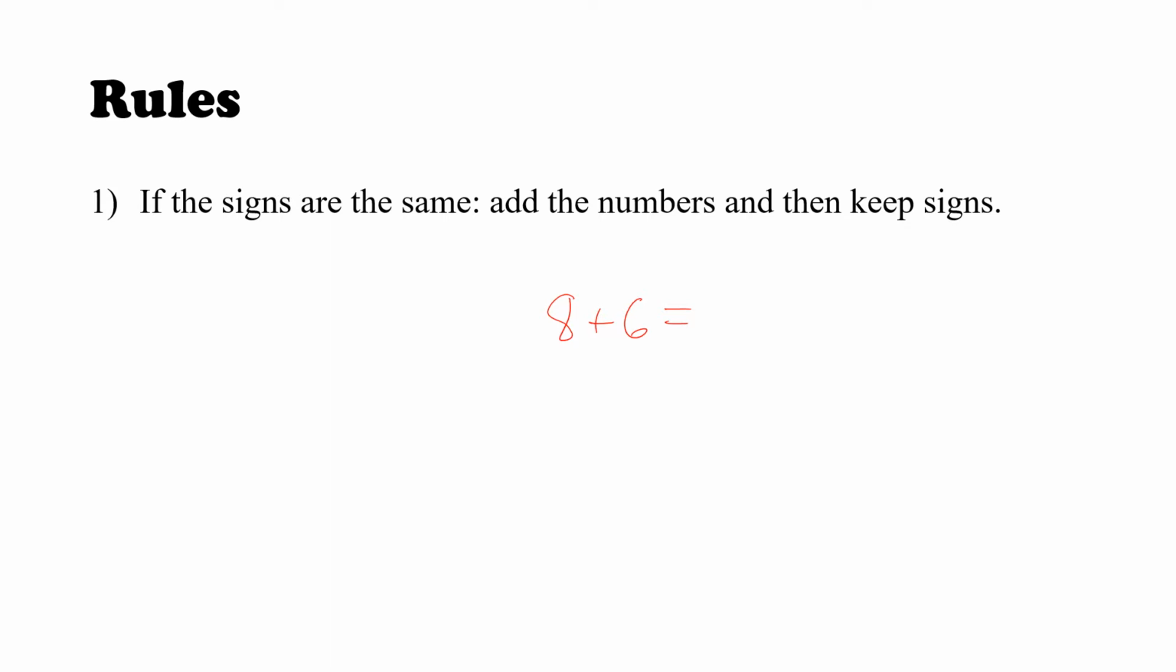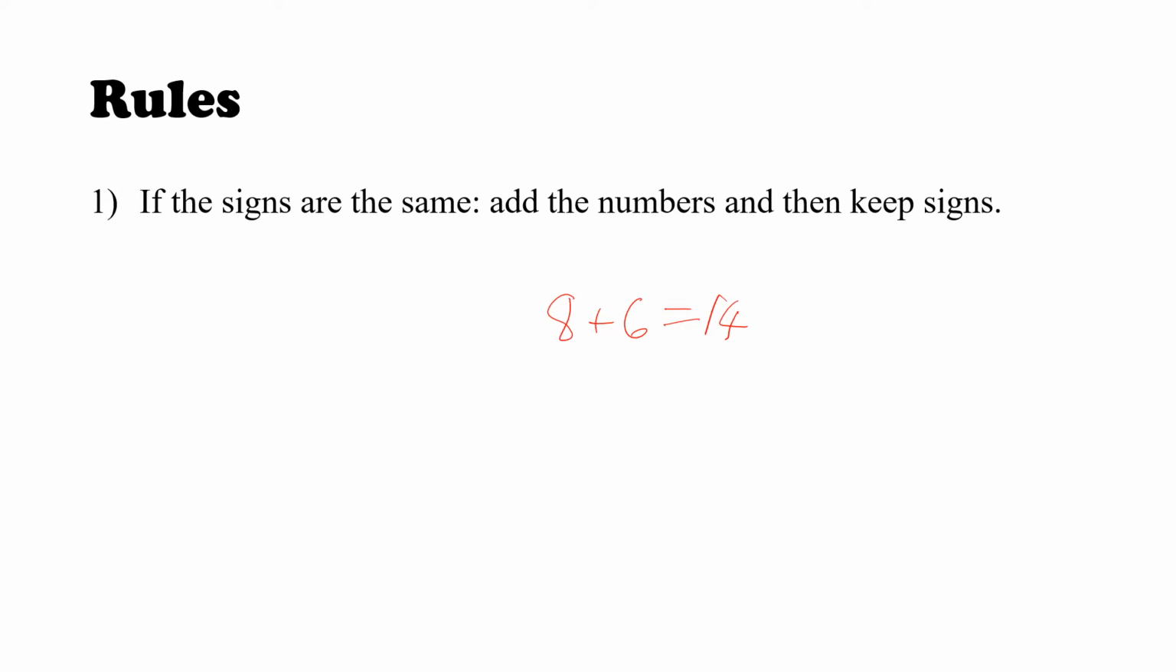So 8 is positive, 6 is positive. That means the signs are the same. Condition checked. So what do I do? I add the numbers. 8 plus 6 I know is 14. And that 14 is also positive, but again, there's no need to put a positive sign there. That is understood. That's the easier one to see.